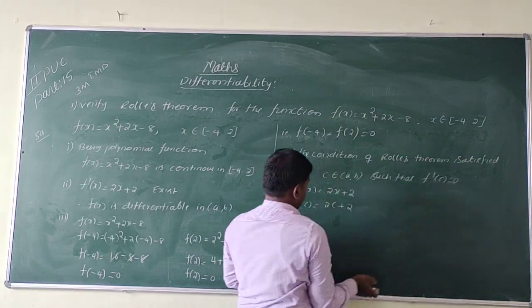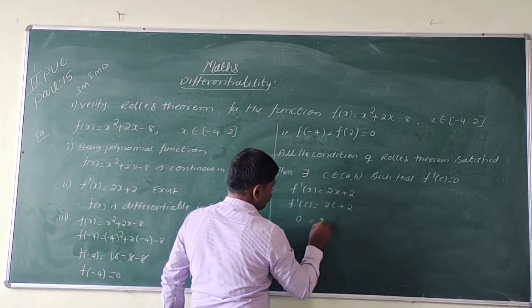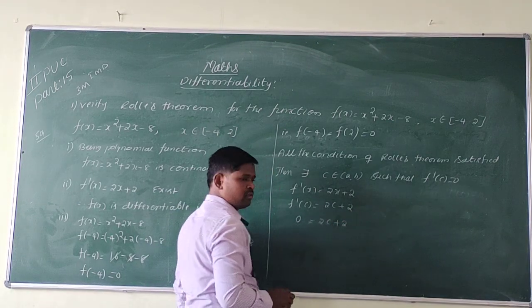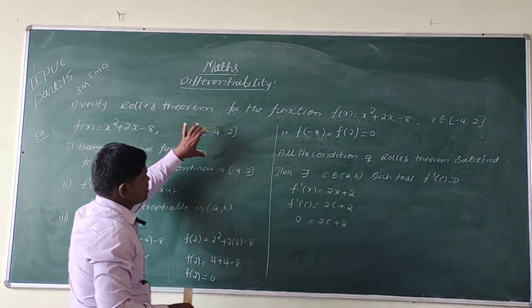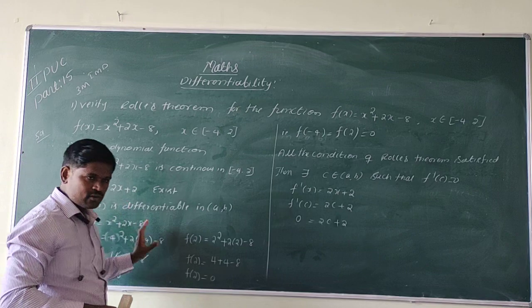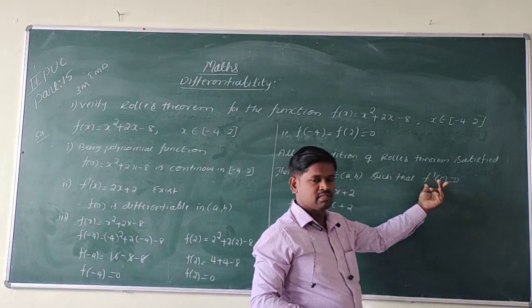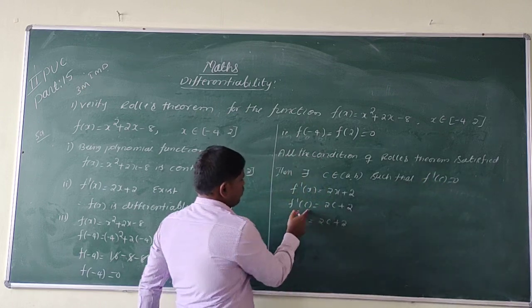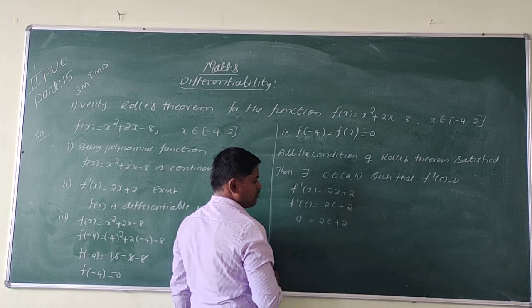Therefore, f'(c) is equal to 0. So we put f'(c) equal to 0, which gives 0 equals 2c plus 2. Why are we putting 0 here? Because this function satisfies all the conditions of the whole setup. So then there exists c in (a, b) such that f'(c) is equal to 0. So then find the value of c.